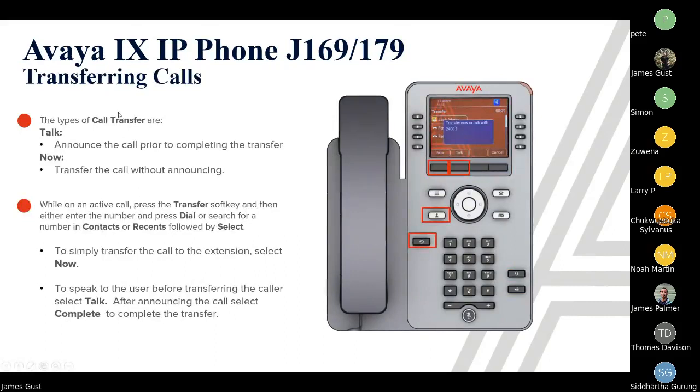You'll also be able to transfer calls from your desk phone. Desk phone supports both warm and cold transfers. The desk phone is going to show them to you as Talk and Now. Talk allows you to announce the call or to consult before you complete the transfer. You'll speak to the person before you transfer the call over to them. Now is going to be a cold or blind transfer, and it'll send the call off of your line right away.